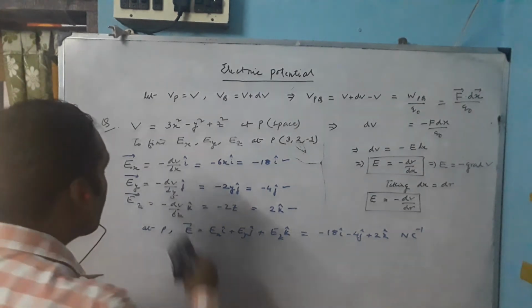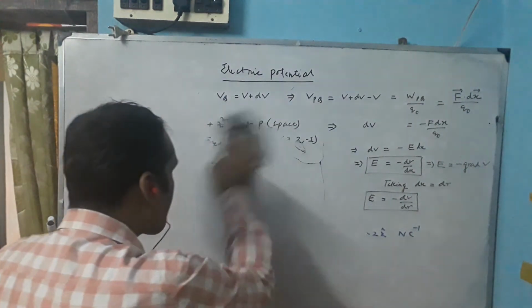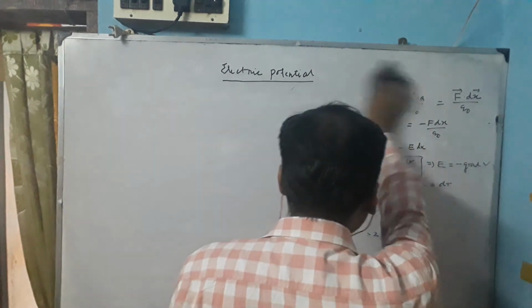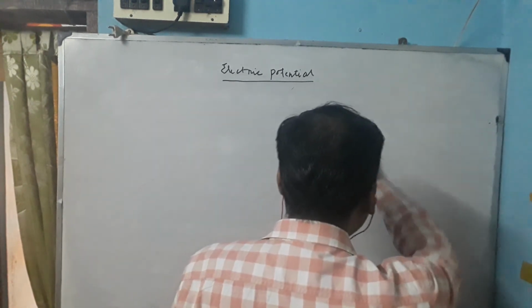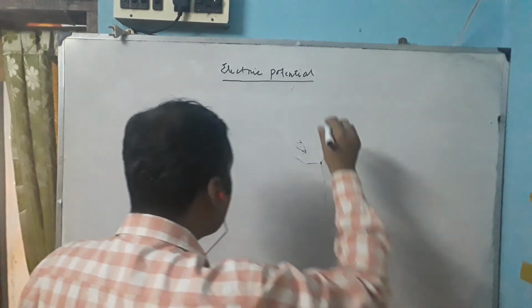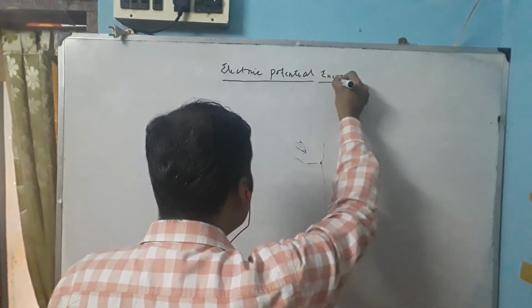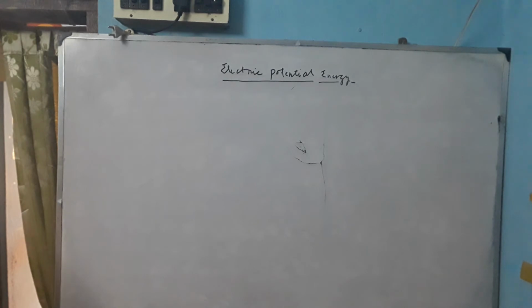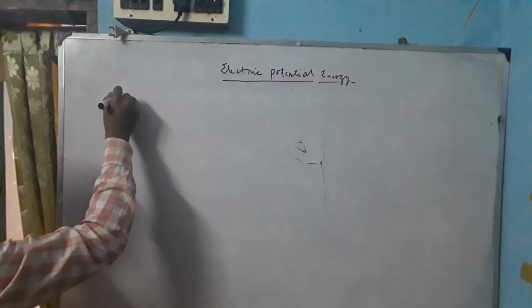Now let us move on to potential energy. Potential energy, actually energy is nothing but work done, and potential energy means that there should be a system. Now system of what? System of some charges. So let us define electric potential energy first.